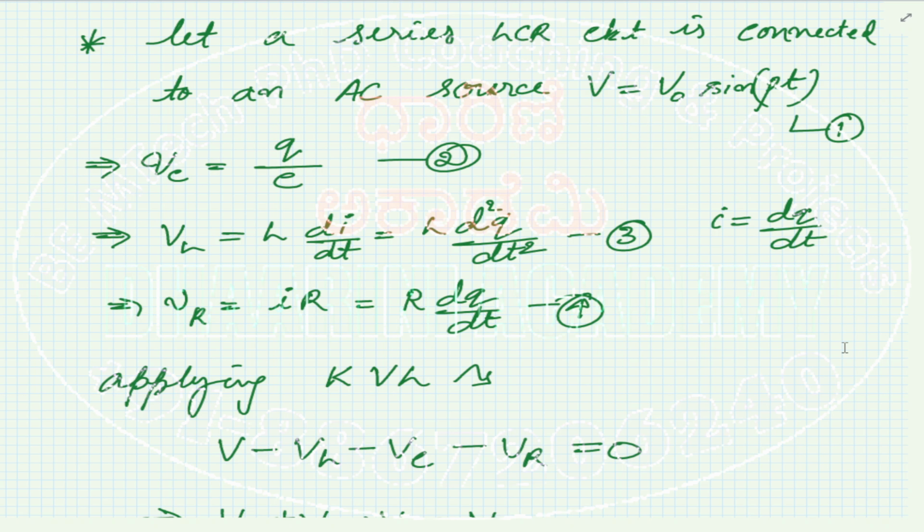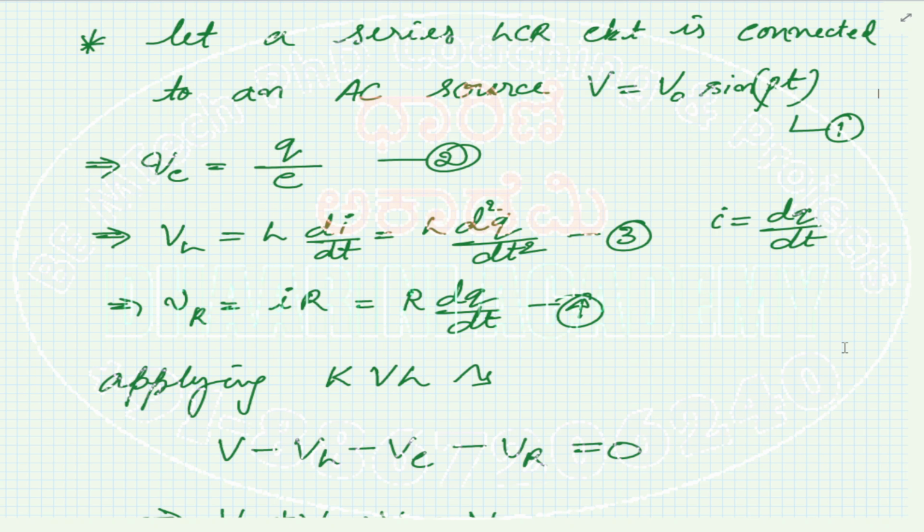VL is equal to L into di by dt. L is inductance, I is current, but I itself is a derivative of charge. Because of that, L into d square Q by dt square is the equation for the voltage across the inductor. That's equation 3, and VR is equal to I into R. I is dq by dt, so we have equation 4 saying that VR is equal to R into dq by dt.